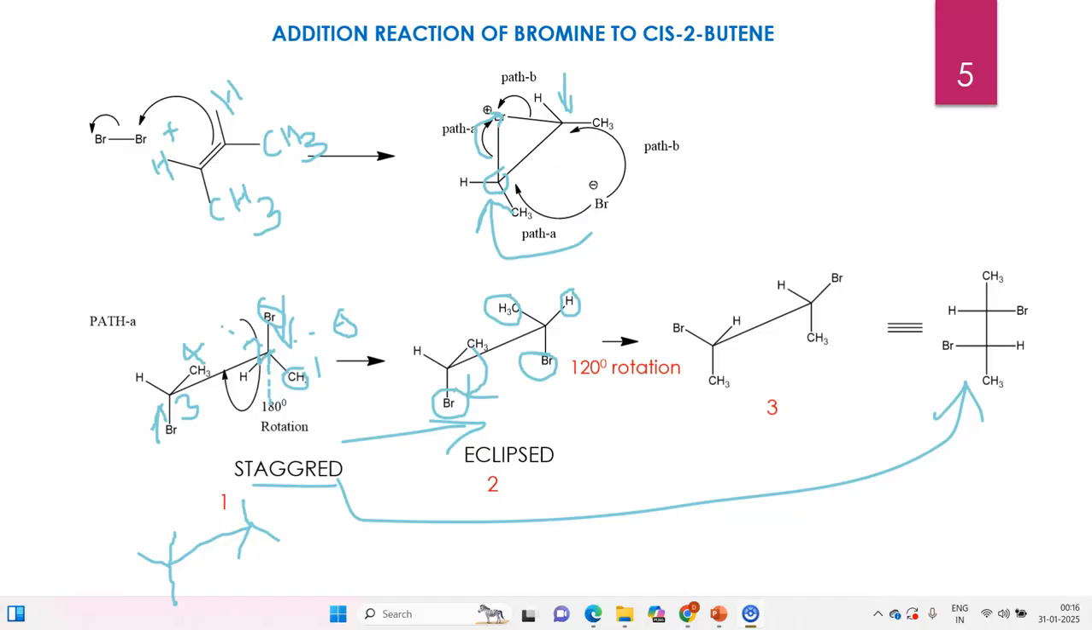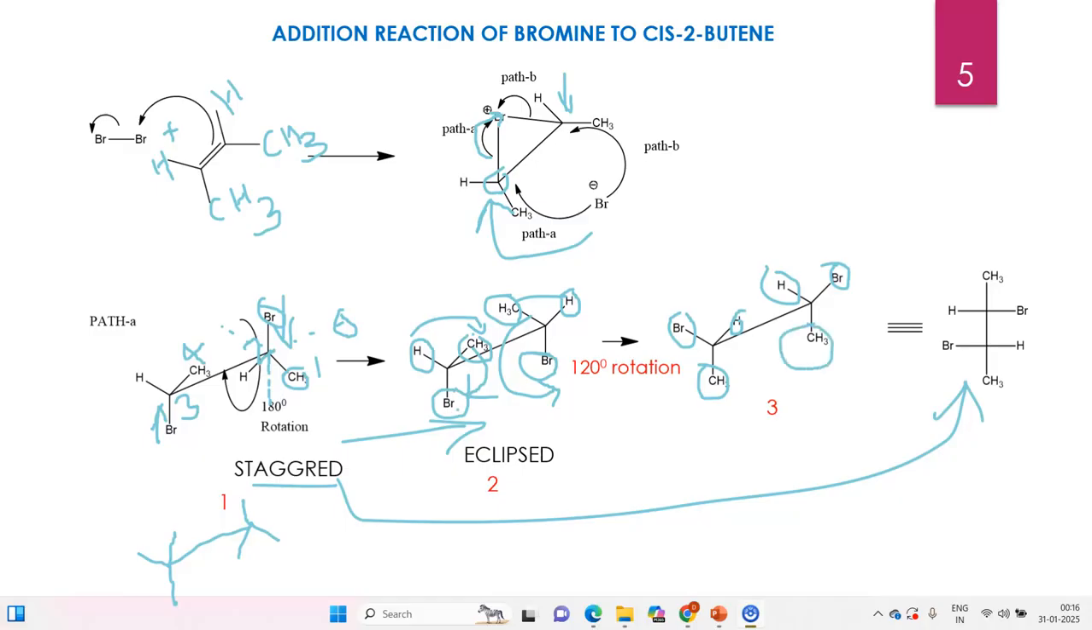If you rotate, this CH3 will come at this position. This bromine will come at this position, and this H will come at this position. For this one also, we will rotate anti-clockwise this way. This bromine will come here, this H will come at this position, and this CH3 will come at the bromine position. Here we have written it.